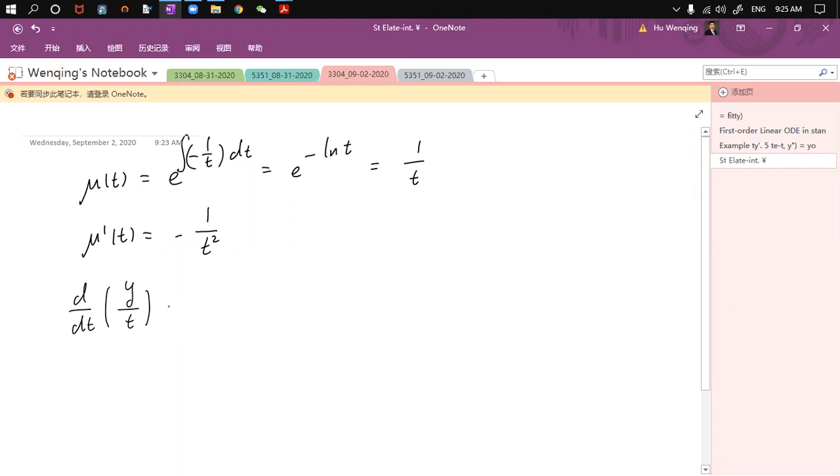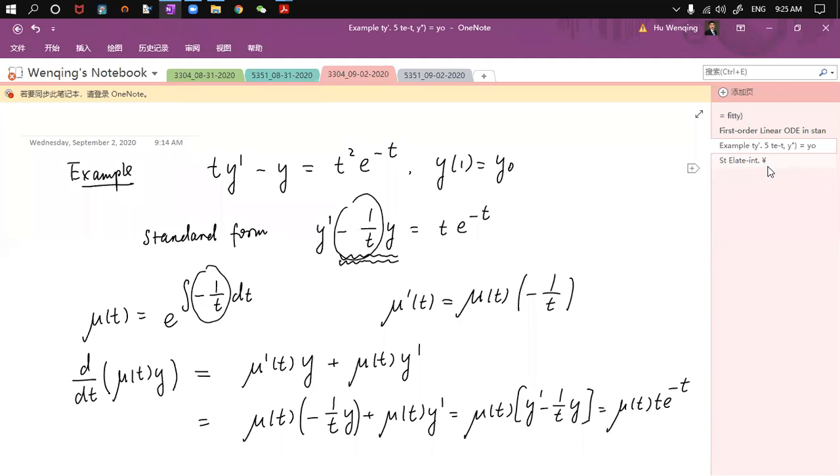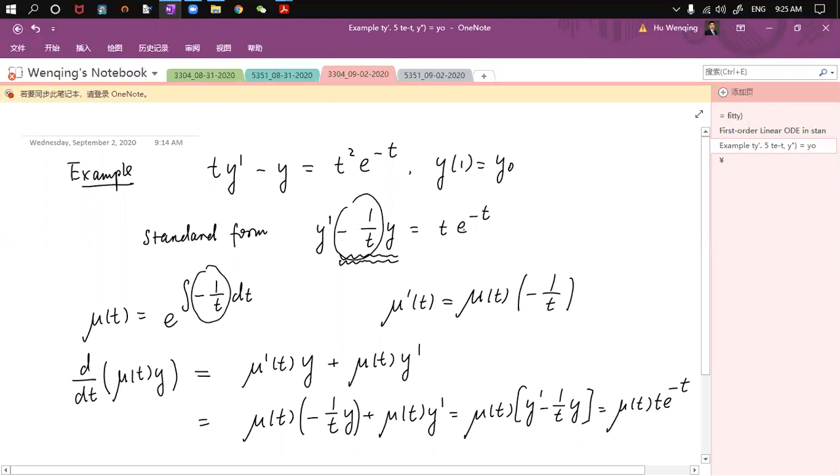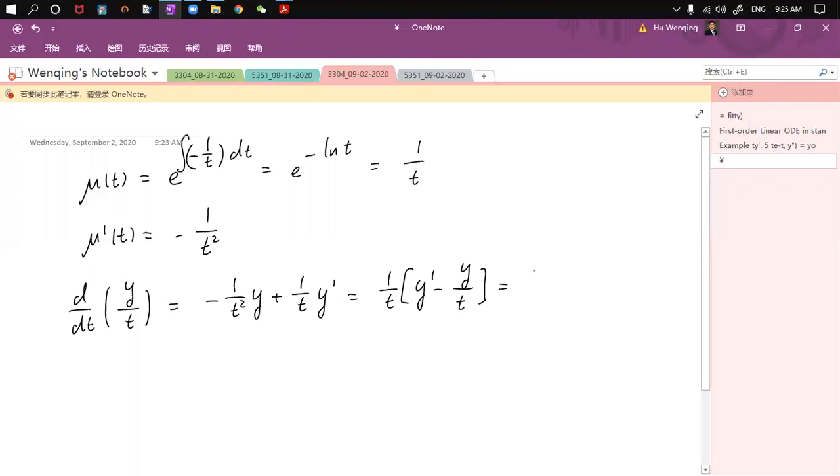And this simply is given by the chain rule that we have already calculated here, or you can just use a direct chain rule. It's minus 1 over t squared of y plus 1 over t of y prime. And you can see that this is nothing but 1 over t of y prime minus y over t. And y prime minus y over t is just t e power minus t. So this is 1 over t multiplied by t e power minus t, so that's e power minus t. That's the way you get the relation.